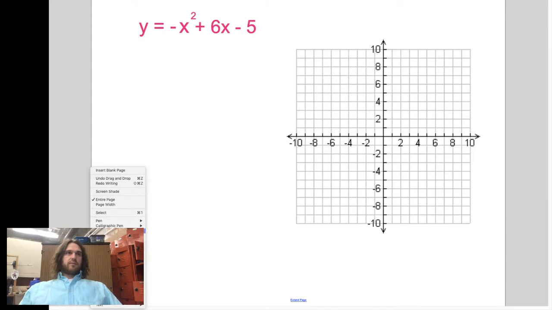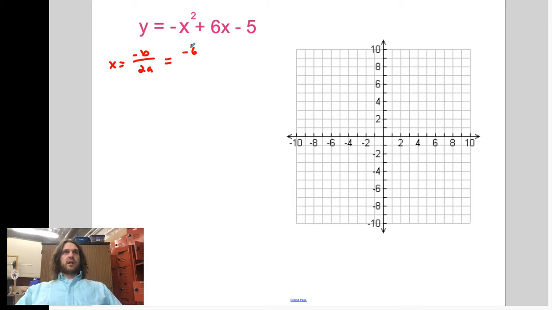All right, here we go. Let's do it again. Do it 3 more times. I'm going to keep the colors the same, except for maybe on the last one. Step 1, axis of symmetry. Negative b over 2a equals negative 6 goes in, 2. A is negative 1. So negative 6 over negative 2, which will give us a negative divided by a negative is a positive 3. So we have a positive 3 as our axis of symmetry.